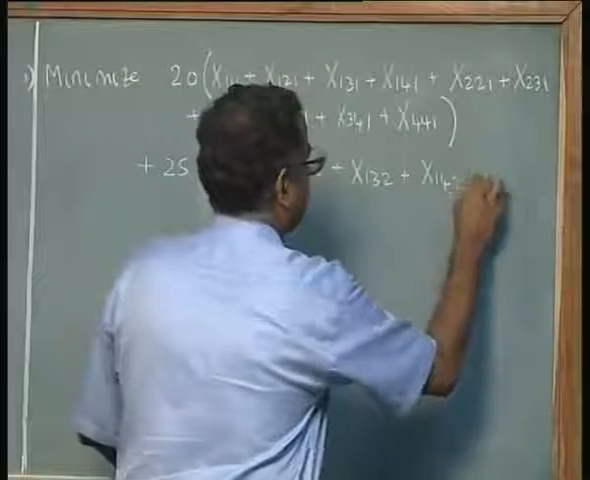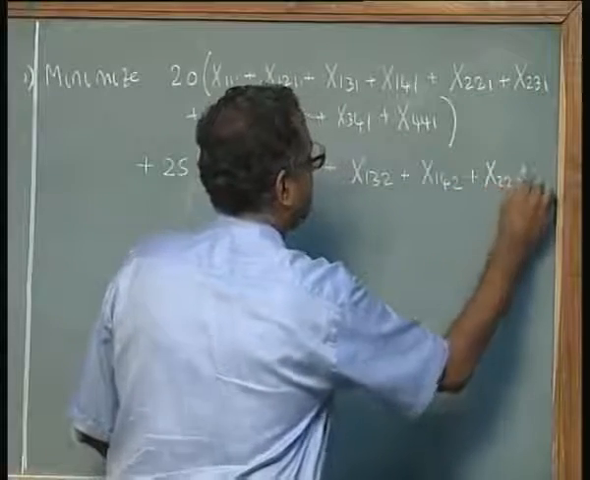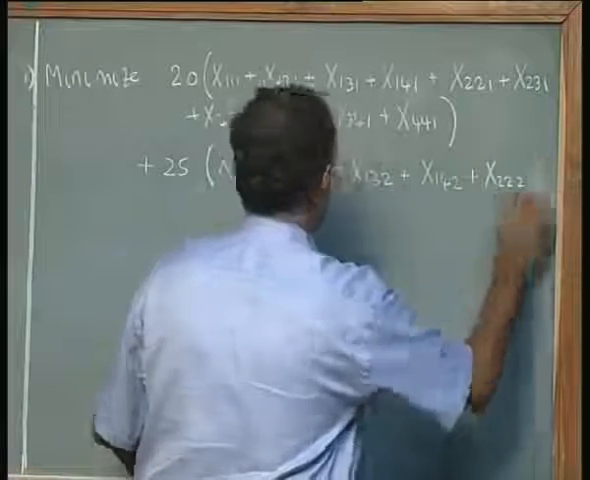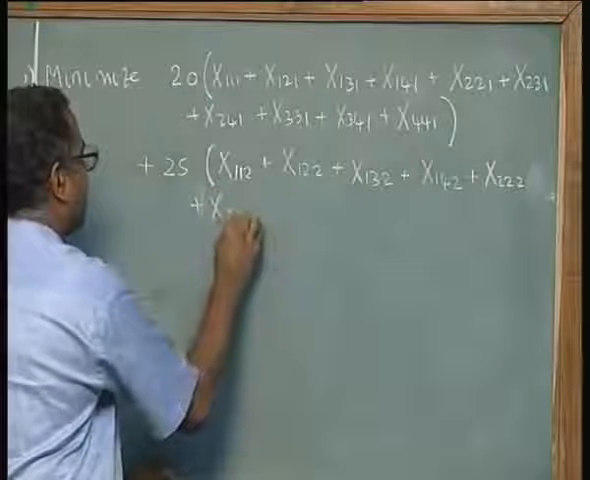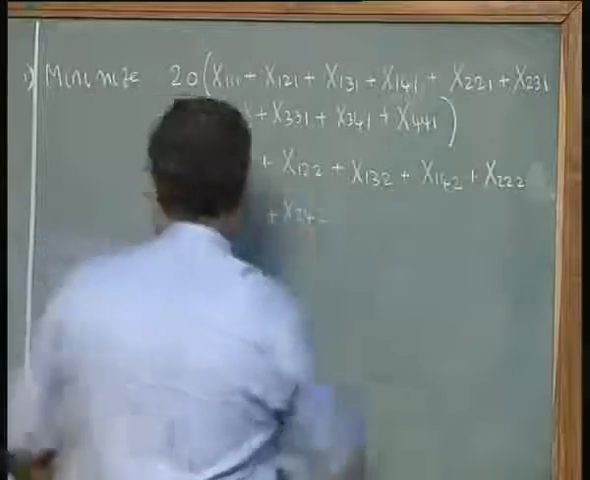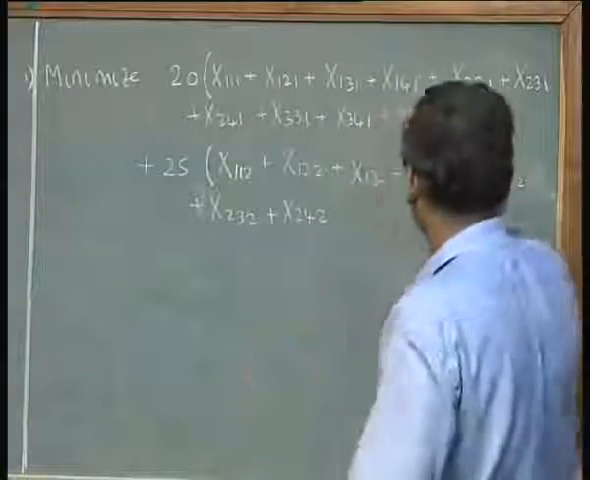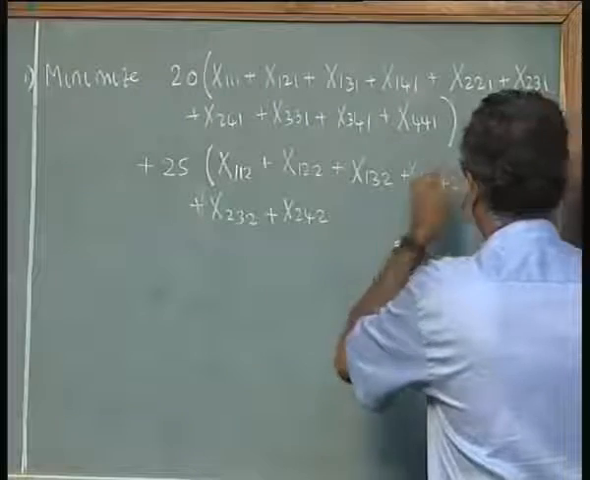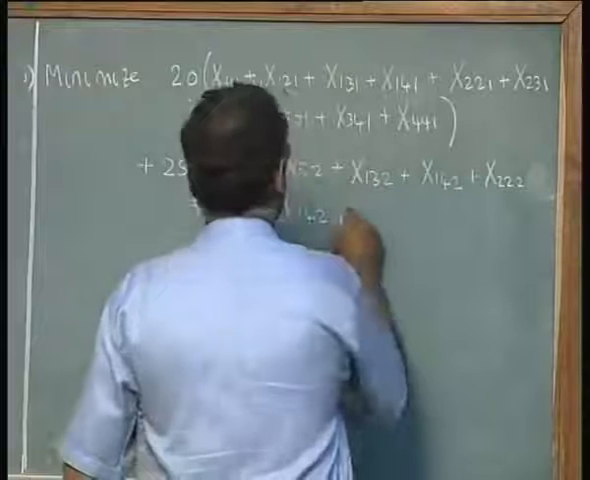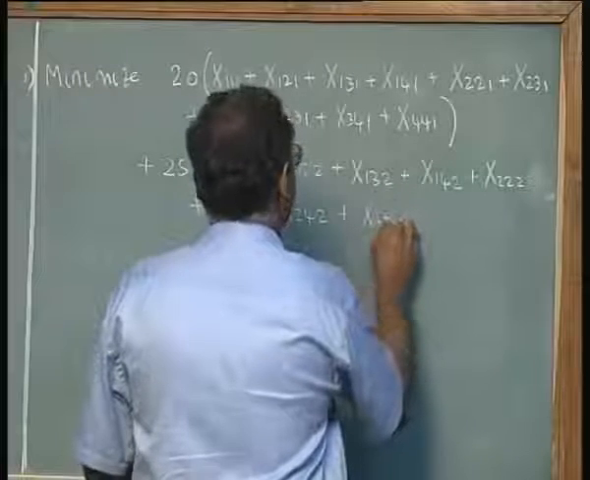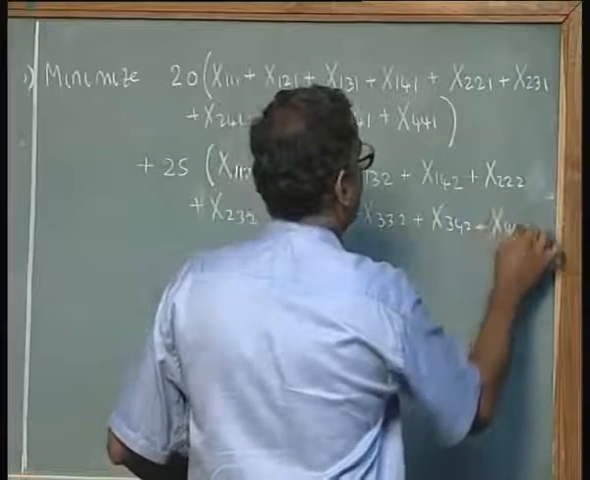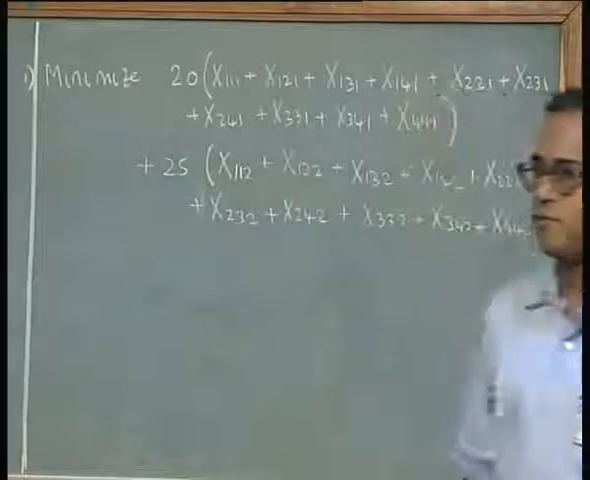Now, for the second month I will have x222 plus x232 plus x242. Once again, as we saw earlier, in the second month you can produce to meet the demands of months 2, 3 and 4 by overtime. You will have two terms for the third month, x332 plus x342, and you will have one term for the fourth month, which is x442.